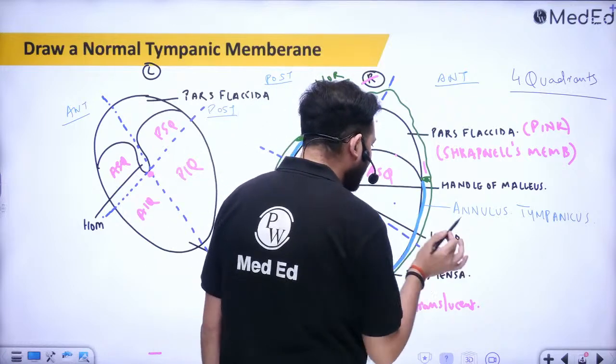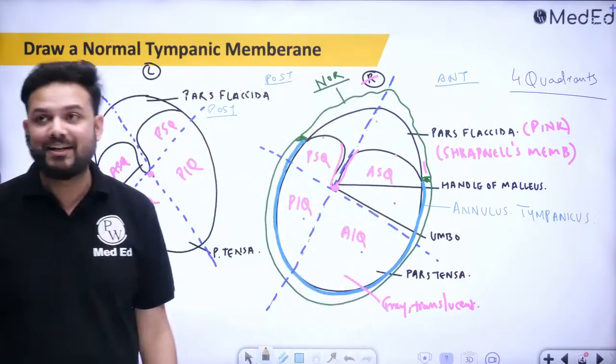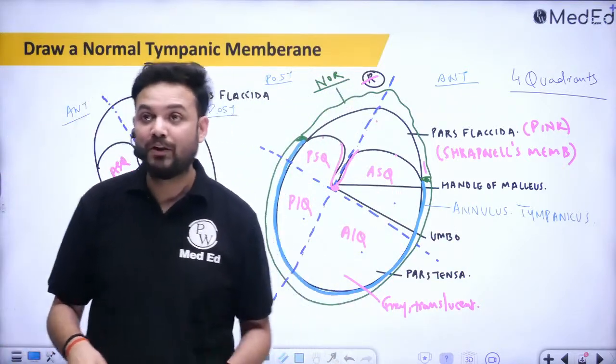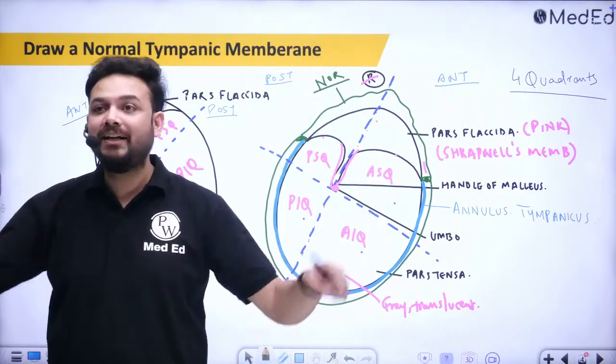Now I want to ask you a very simple question, and if you remember my last lecture, this is a bonus question for you all. What opens in my anterior wall of the middle ear?